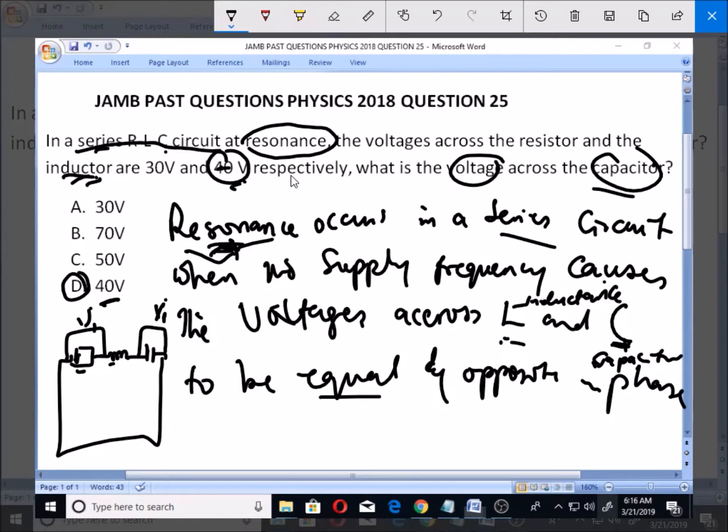Then at resonance, we have what we call minimum impedance. It's also good that you note that at resonance we have minimum impedance. So the answer is 40, because the voltage at the inductor is also 40. So at resonance, the voltage at the inductor and at the capacitor is the same. So it's 40, 40, and that is the answer.